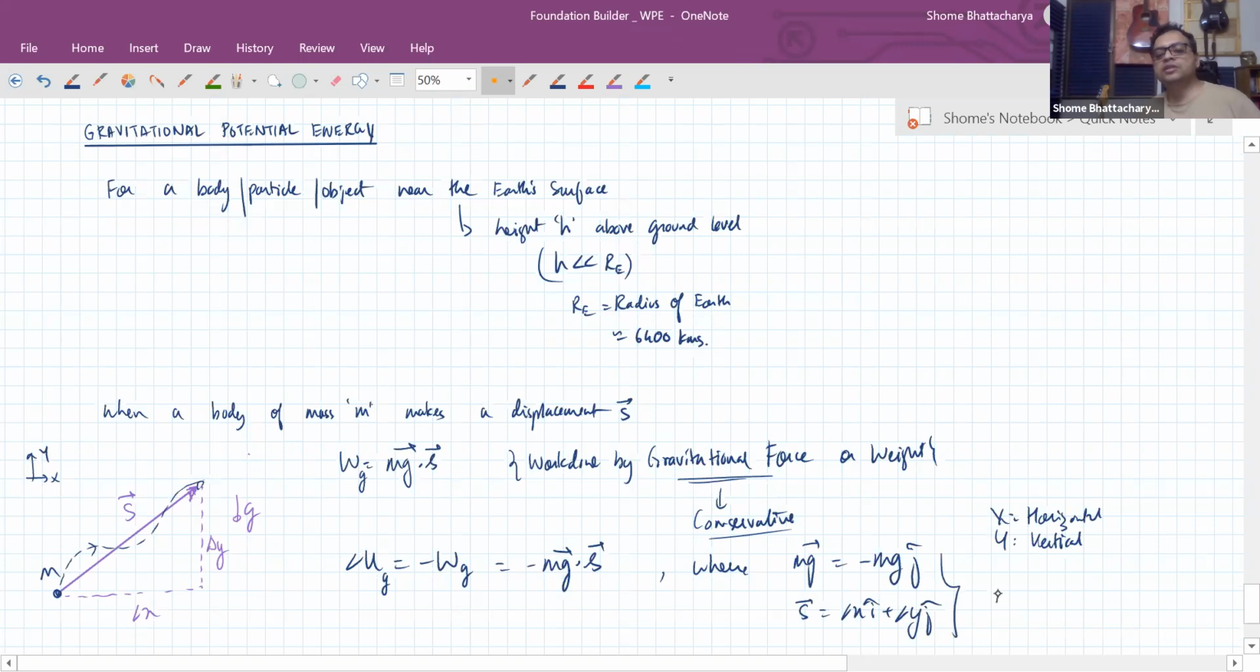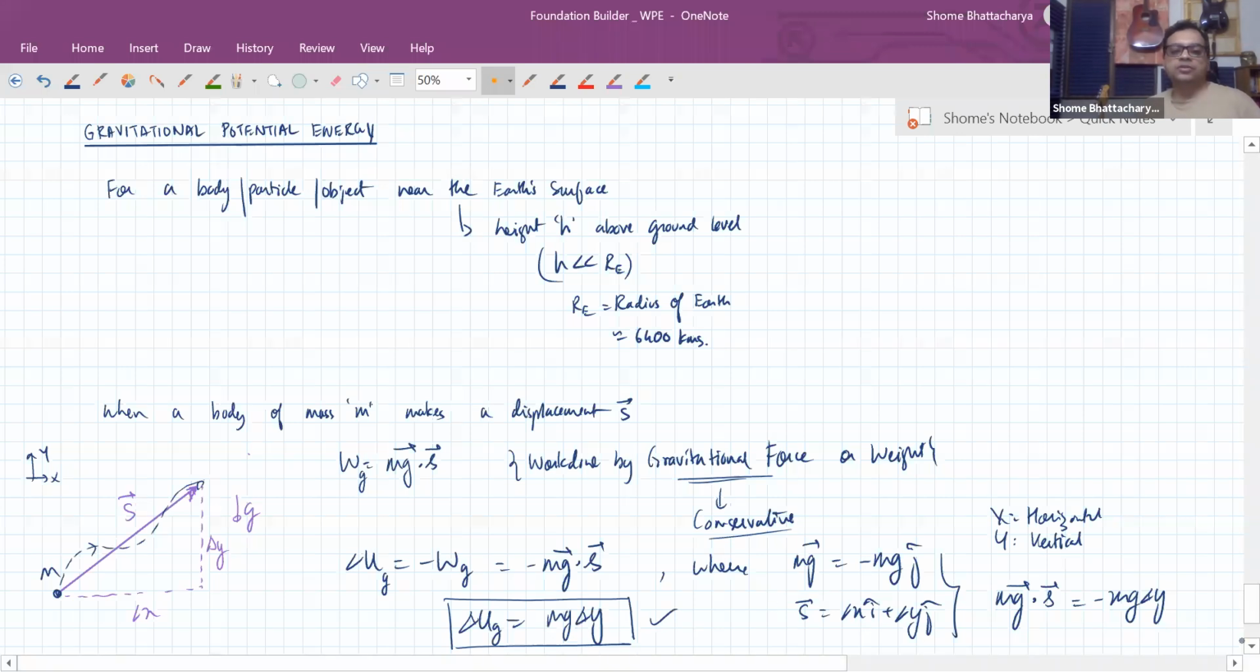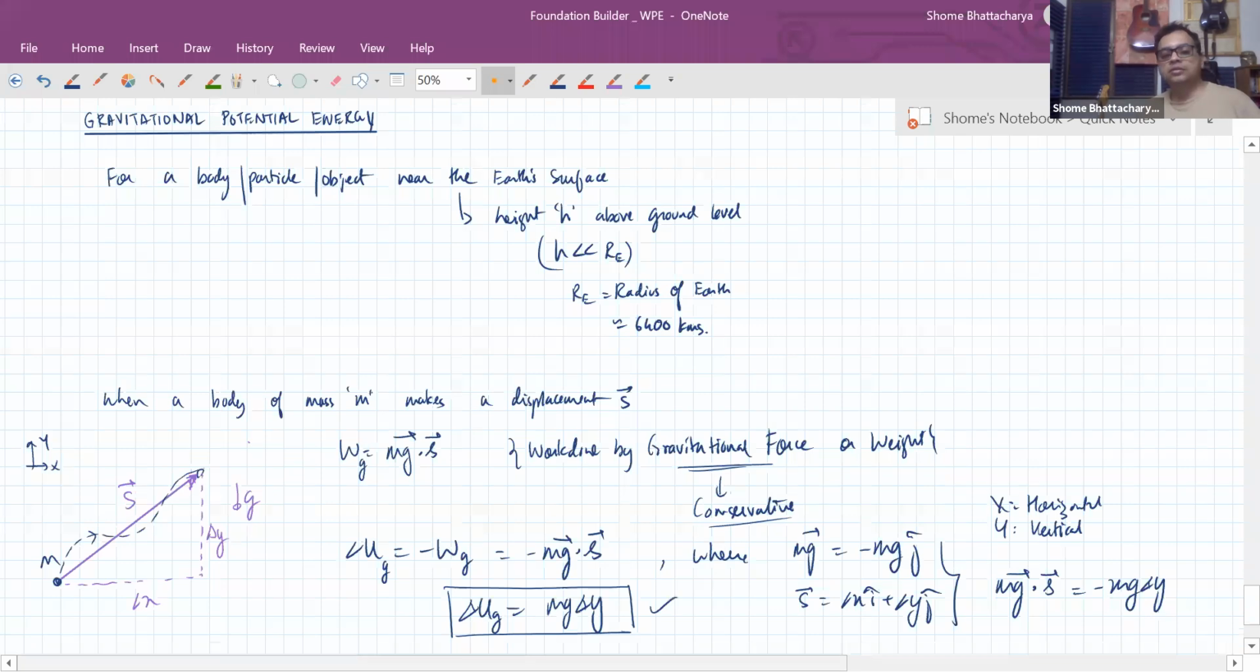Okay, so from this you can see that the dot product of mg and displacement will become minus mg delta y. So negative of this work done will become mg delta y. So this gives us a formula for the change in gravitational potential energy. When an object is taken through a displacement of s, which has a vertical component of delta y, the change in gravitational potential energy is the weight mg multiplied by delta y. This is the formula. Okay, so just make a note of this.